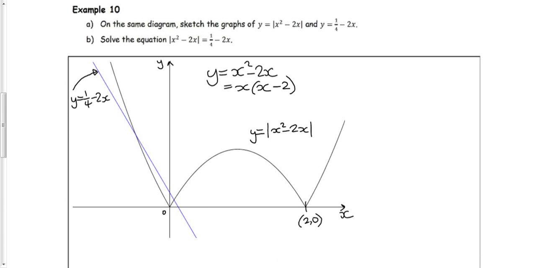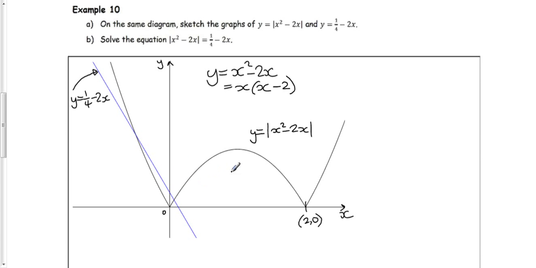So on this graph, we have this, and then that is the mod graph there. The other graph is simply a straight line graph. y equals a quarter, take away 2x. It's got a negative gradient, a gradient of minus 2. It'll go through the y-axis at a quarter, and that was enough for me to know how to draw the graph.